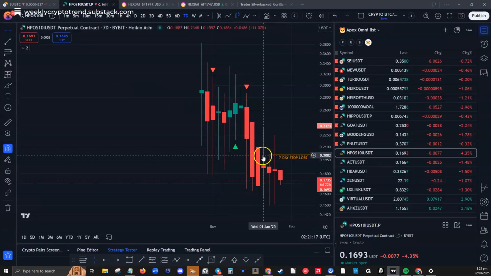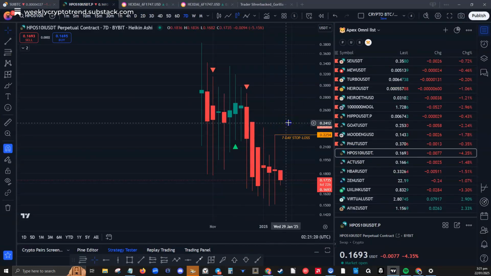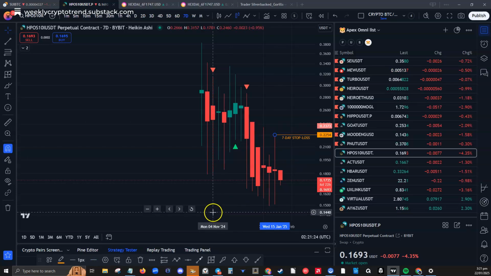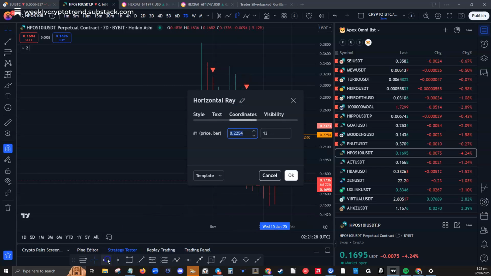HPOS 101. I would just move my stop loss a bit wider and keep it short. It's a current short from the 16th of December. Let's get the coordinates for that new wider stop. Copy.